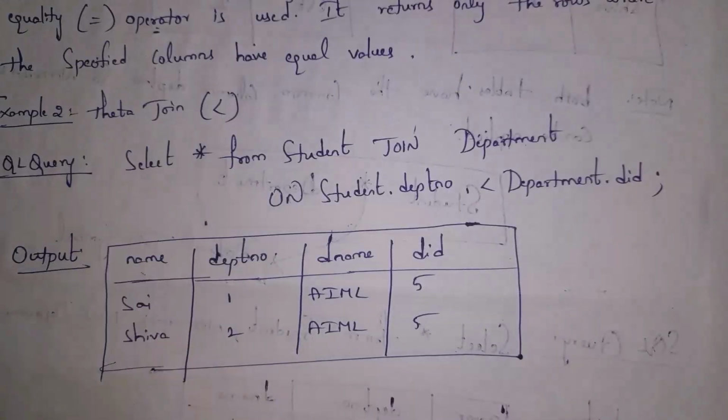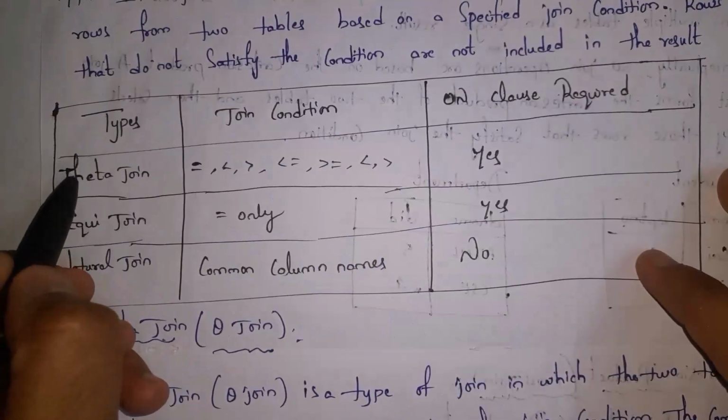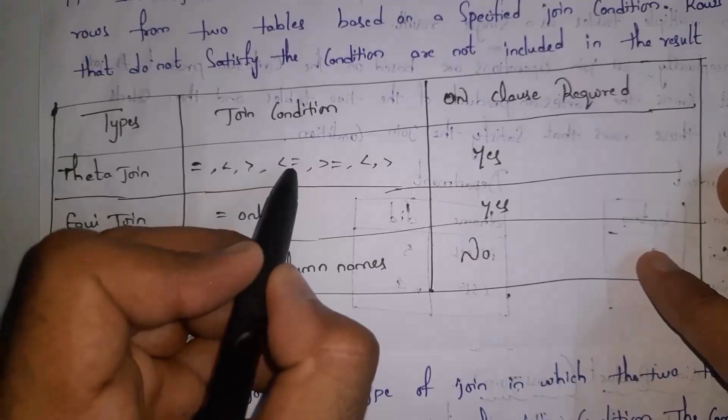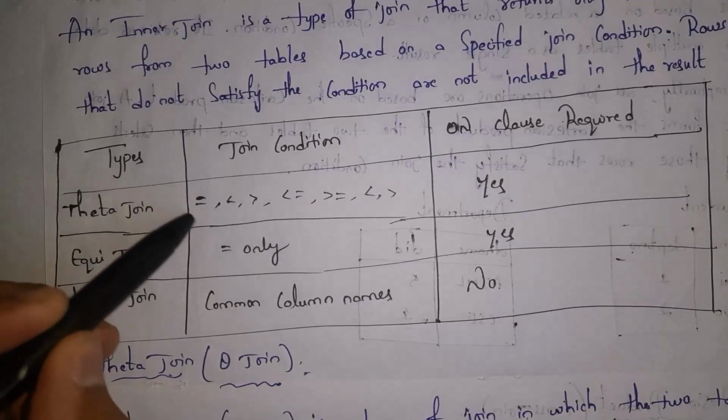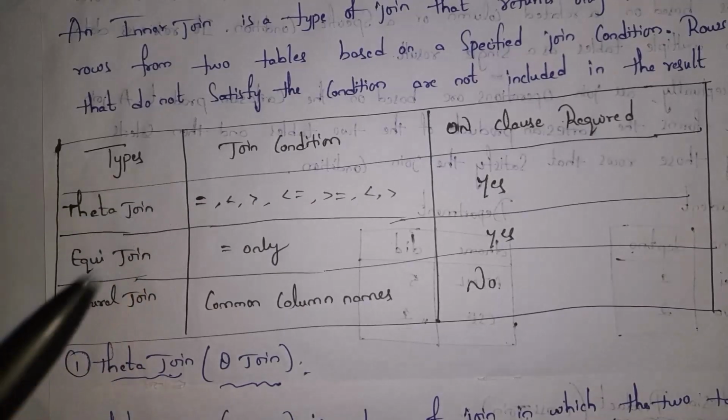This is my output. Guys, theta join contains is equal to, less than, greater than, less than or equal to, greater than or equal to. If you are using the condition is equal to, then we call it as Equi join operation.